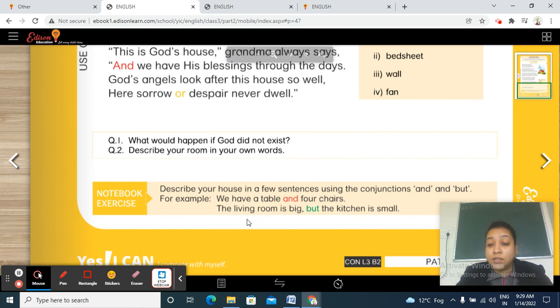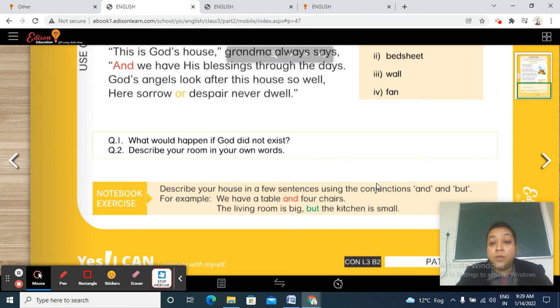Okay, now notebook exercise. After writing these two question and answers, you're going to write the notebook exercise on the top of the page. Now you're going to describe your house in a few sentences using conjunction "and" "but". So we have a table and four chairs. You can say we have a table and six chairs, or you can say we have a sofa and table. Then the living room is big, but the kitchen is small. You can say the living room is big, but my room is small. So you can use these sentences, and you have to make few more sentences using "and" "but".